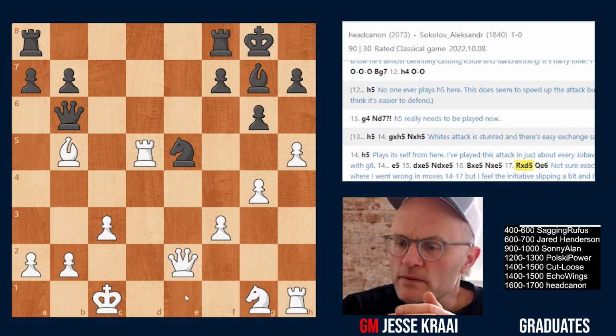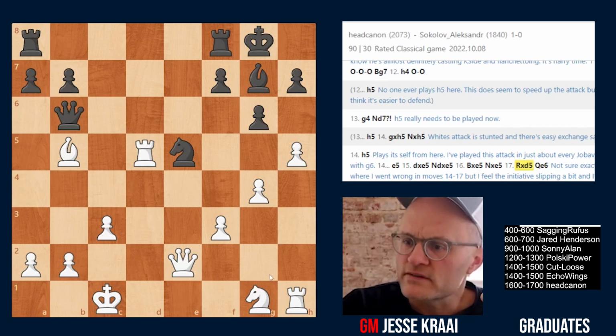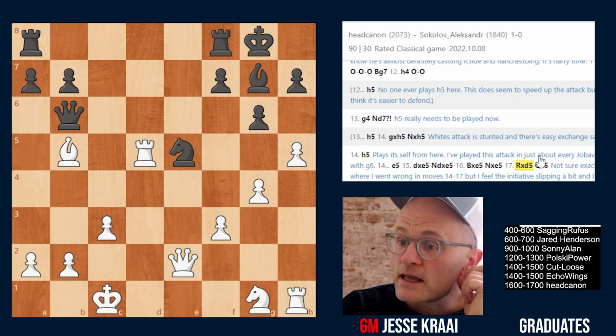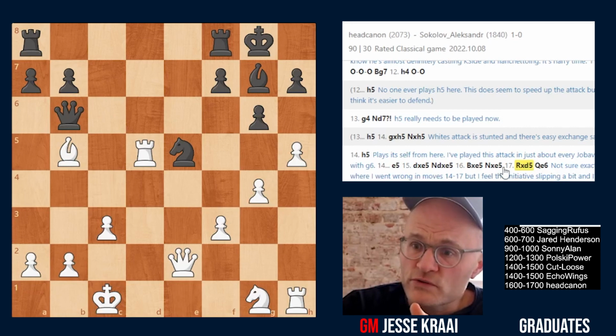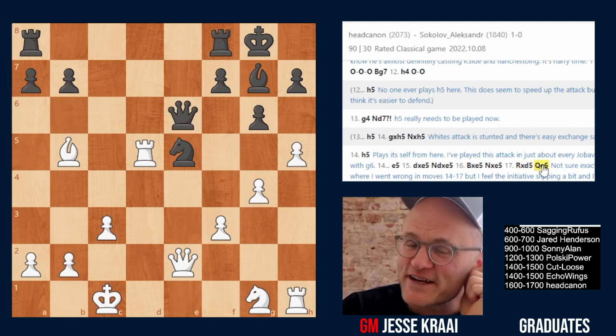Let's read what Headcanon writes here. He says on queen e6, not sure exactly where I went wrong in moves 14 to 17, but I feel the initiative slipping a bit, and I'm trying to be careful with piece coordination. So interesting. Notice too that you said earlier that the position now plays itself. And you can ask yourself, well, GM Kraai, why is it hard for white? Well, it's about the knight, boss.